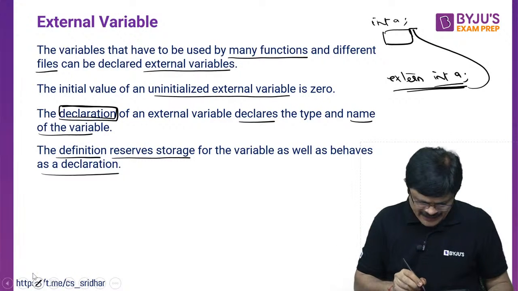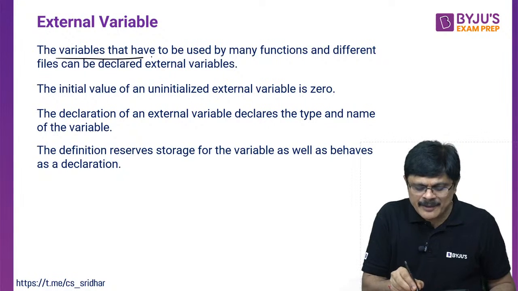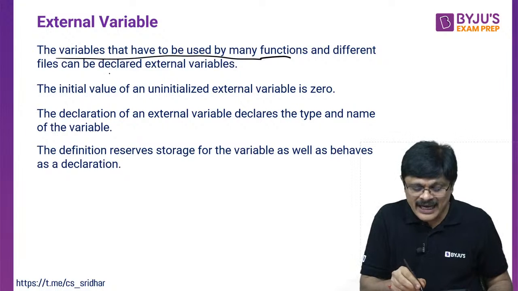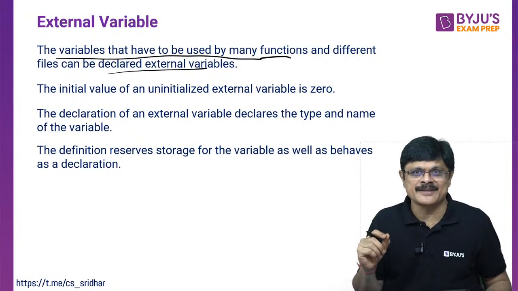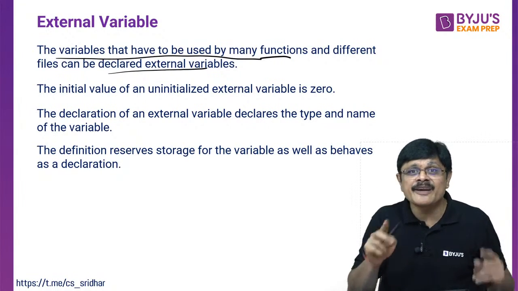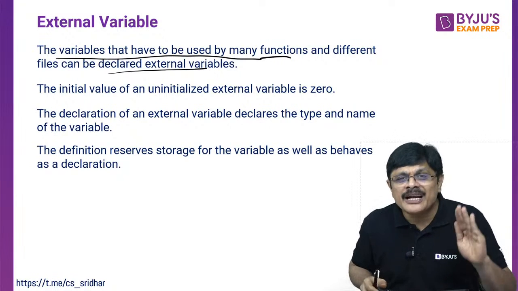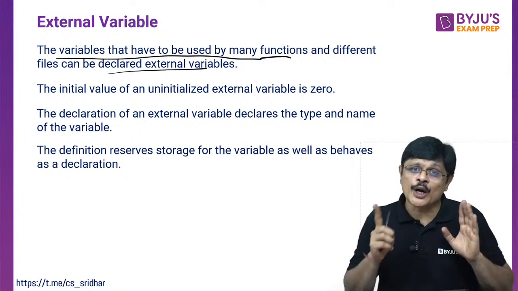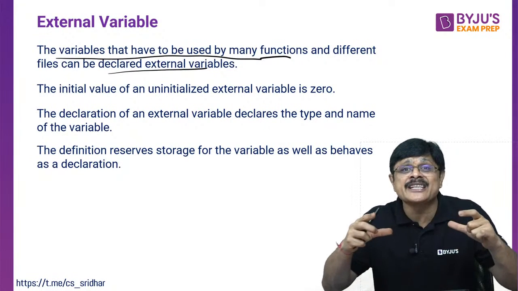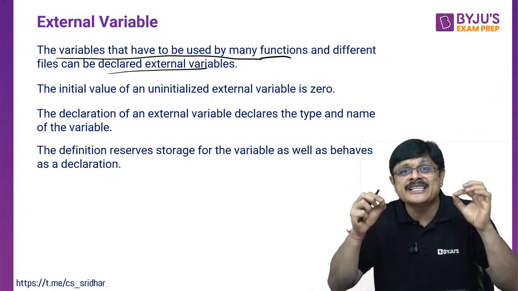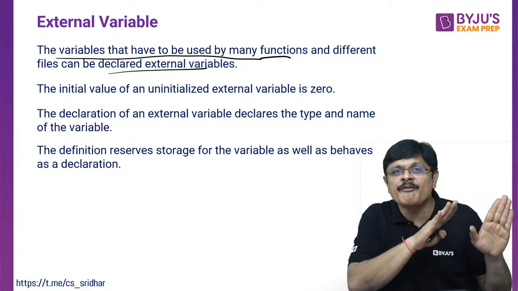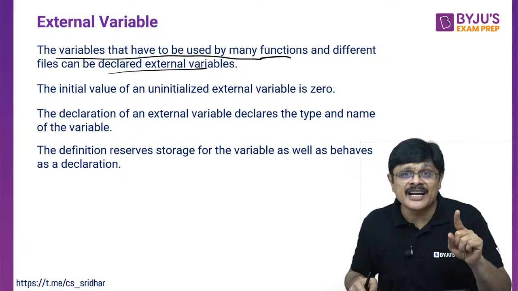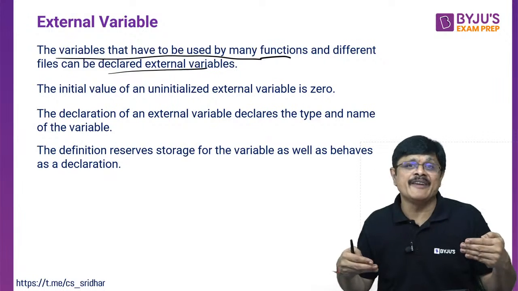Second point, I'll give it once again. The variables that have to be used by many functions, even in different files, are to be declared as external variables. And here there is a difference between declaration and definition. Normally declaration means you just tell the type and name of the variable. Definition means not only the type and name of the variable, memory is also created. When you create memory, that is definition. When you only say this type of fellow is available, that is declaration. For example, a function prototype is a declaration, and the function definition is the body of the function.